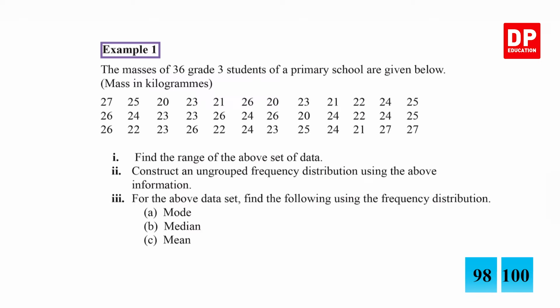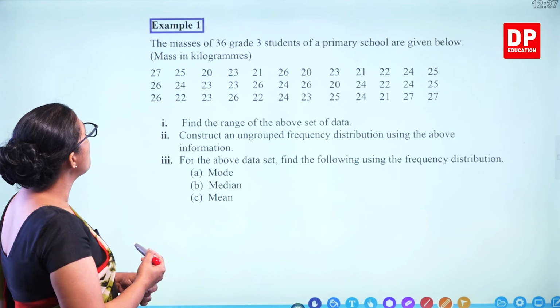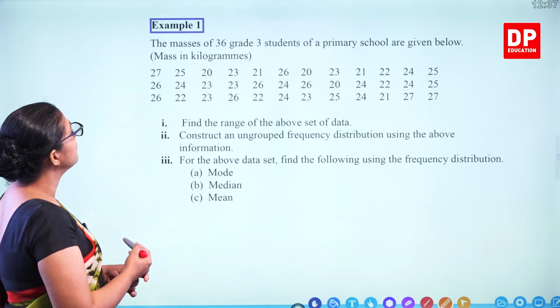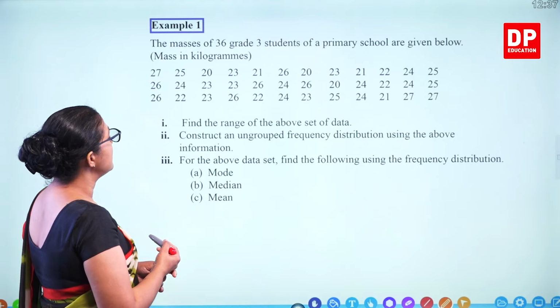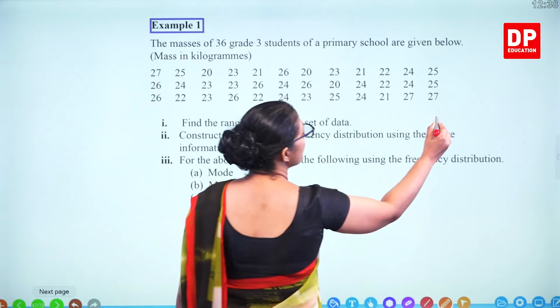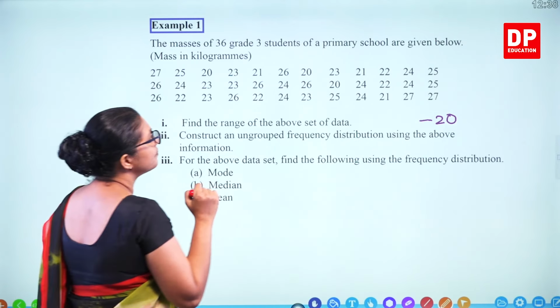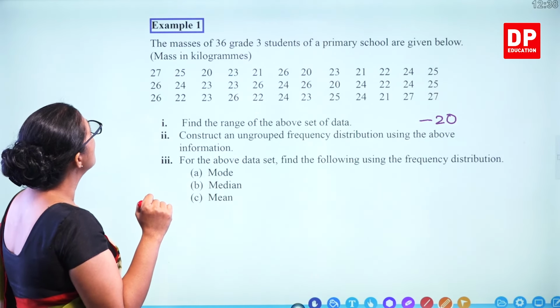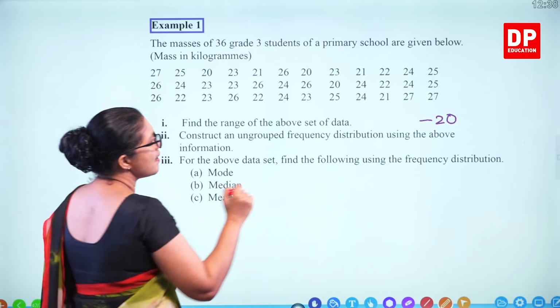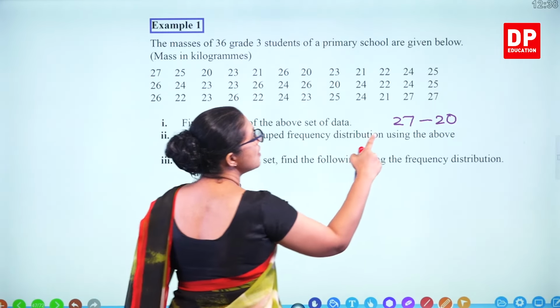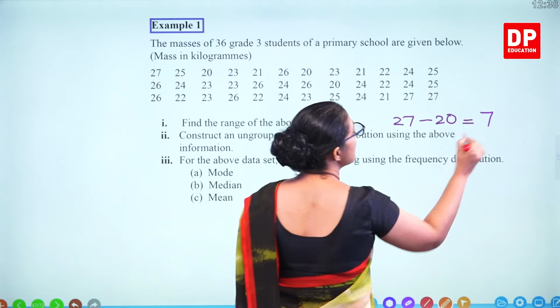Example number 1. The masses of 36 grade 3 students of a primary school are given below. Mass in kilograms. Find the range of the above set of data. So what's the lowest? When you check carefully, I can see 20 is the lowest. What's the highest? 27. Is that the highest value? Yes, 27. So you take the difference. 27 minus 20, that's 7.